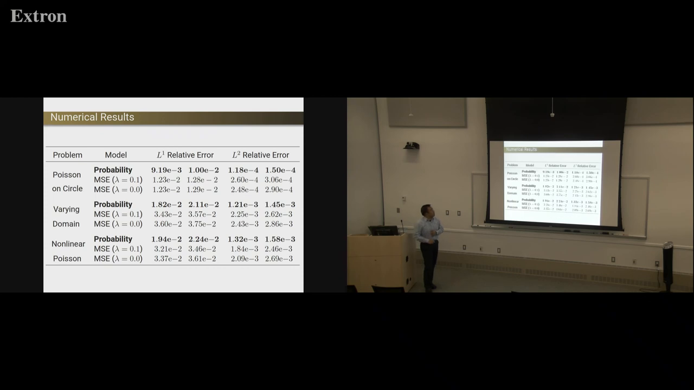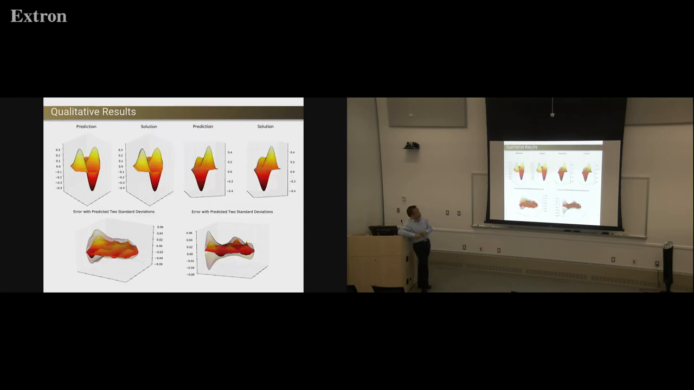Let's look at the error associated with that. These are three different problems: Poisson on the circle, arbitrary domain, and nonlinear Poisson on an arbitrary domain. You can look at the probabilistic measure, the loss function gives us the smallest errors, either in the L1 sense or in the L2 sense. You can see it can achieve 10 to the minus 3 errors using this technique. The left is the prediction, the right is the neural network prediction. You can see it gives you very accurate predictions.